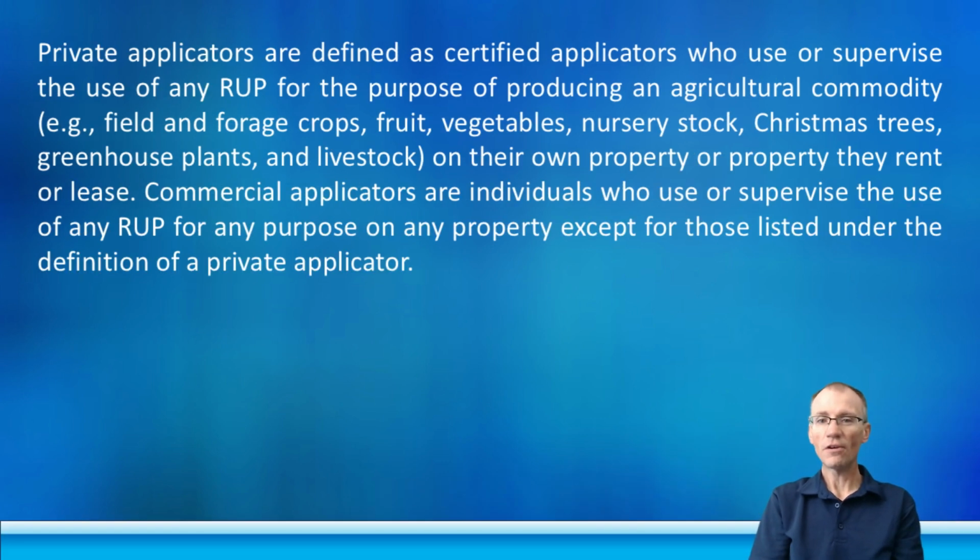Private applicators are defined as certified applicators who use or supervise the use of any RUP for the purpose of producing an agricultural commodity, e.g. field and forage crops, fruit, vegetables, nursery stock, Christmas trees, greenhouse plants, and livestock on their own property or property they rent or lease. Commercial applicators are individuals who use or supervise the use of any RUP for any purpose on any property except for those listed under the definition of a private applicator.